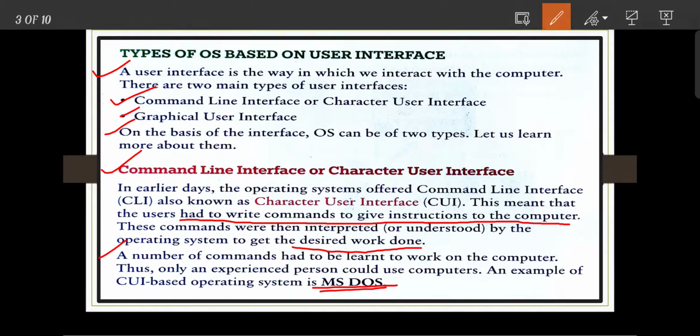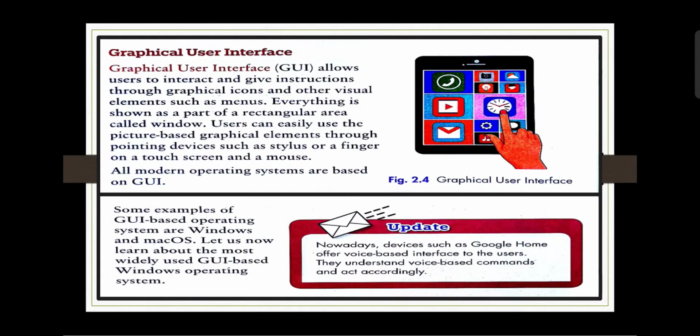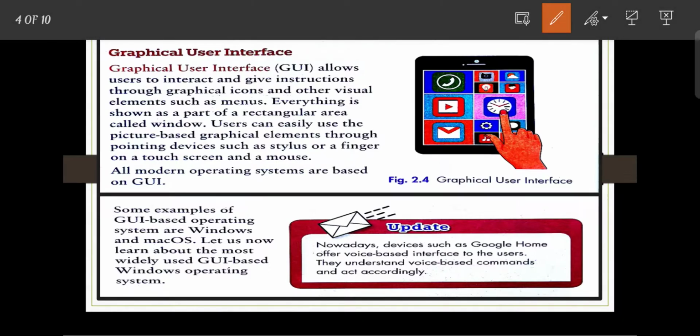Next is graphical user interface. Graphical user interface allows the user to interact and give instruction through graphical icons. Here you can see these are the graphical icons and other visual elements such as menus. Everything is shown as a part of a rectangular area called a window. This is the window. This is the small window.